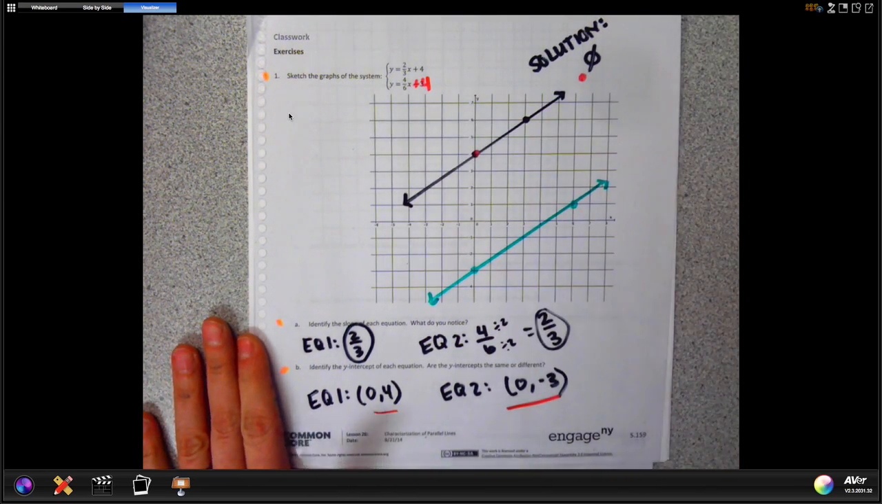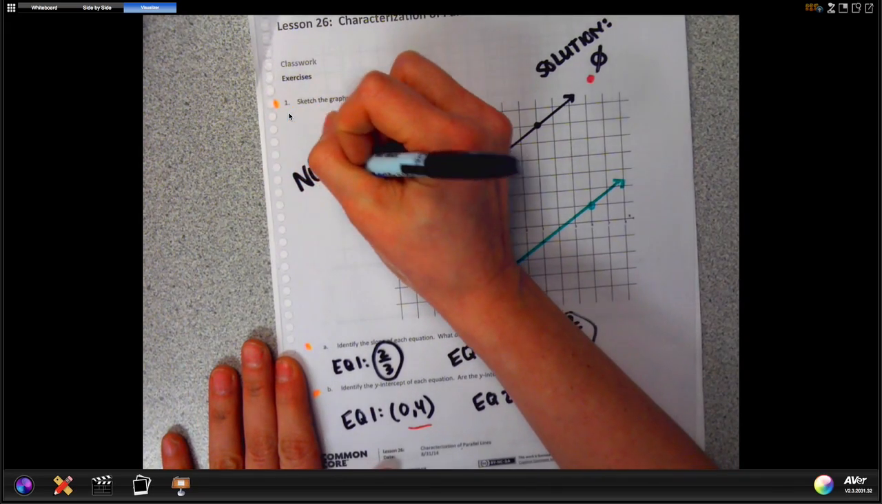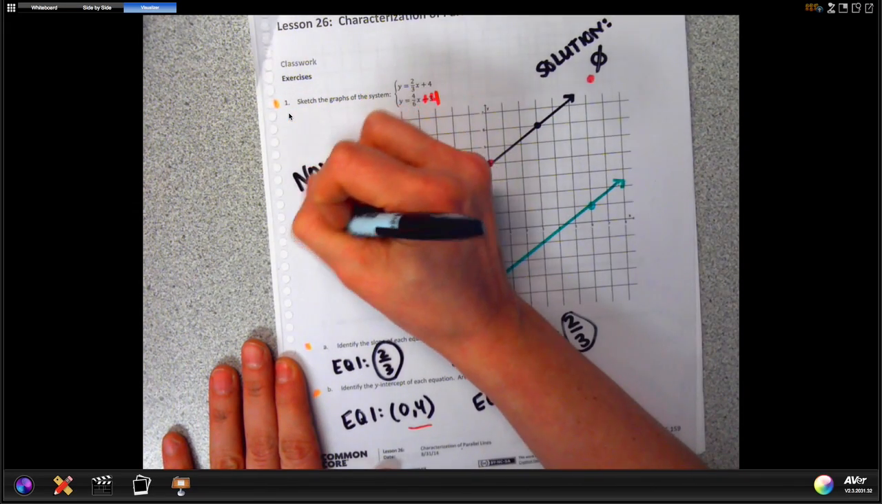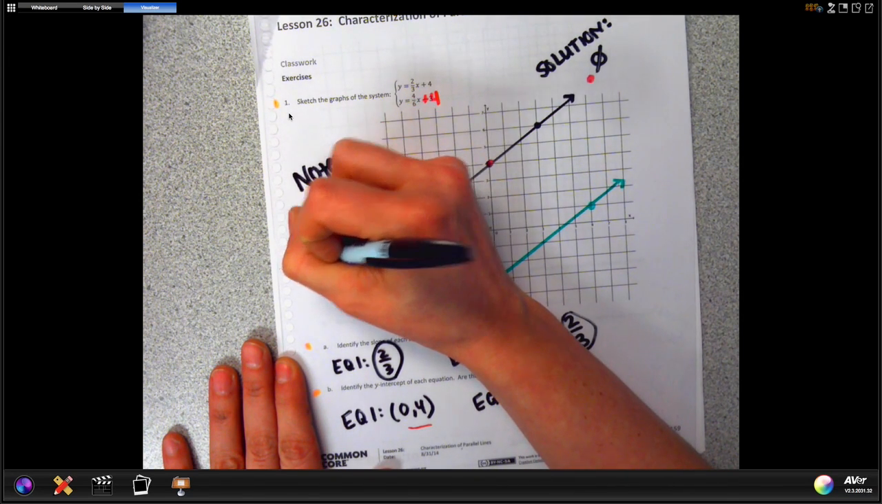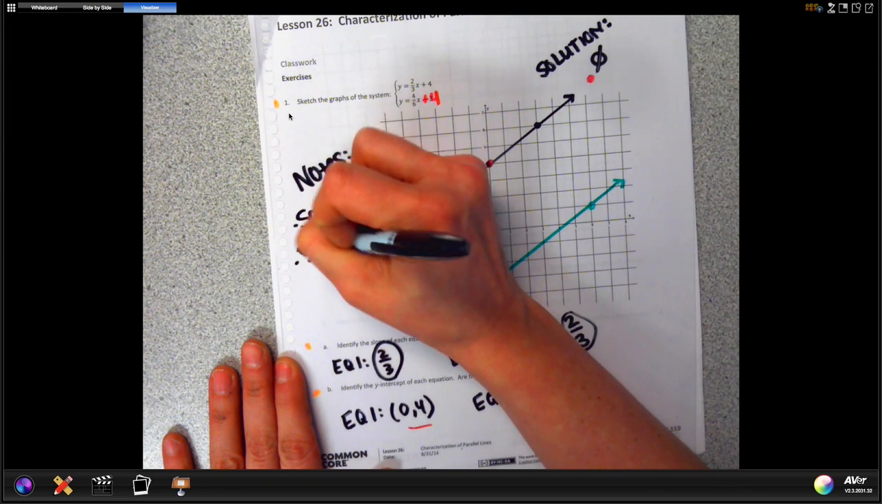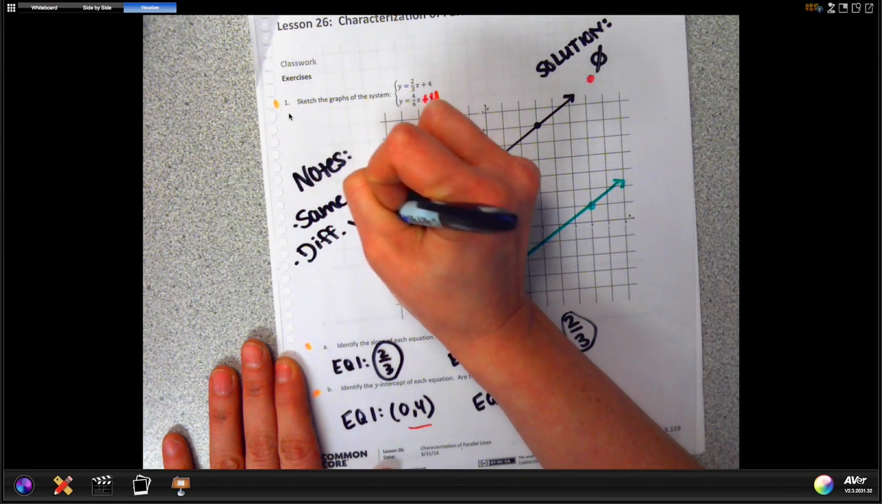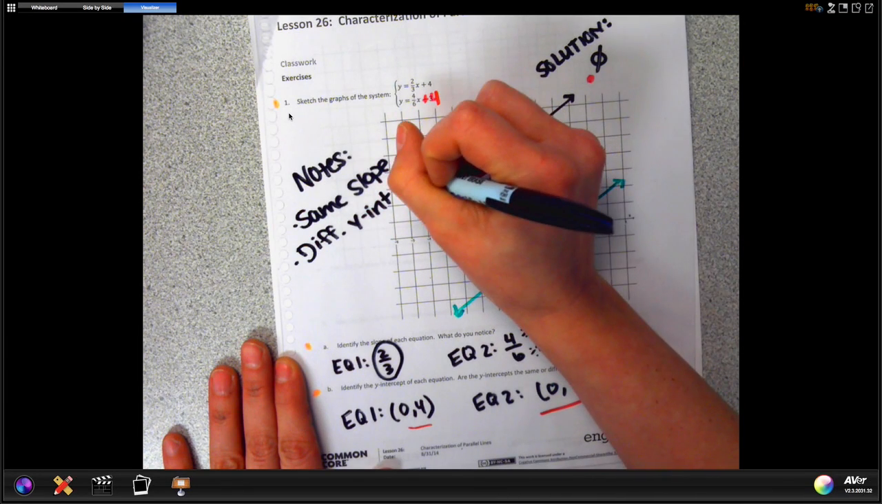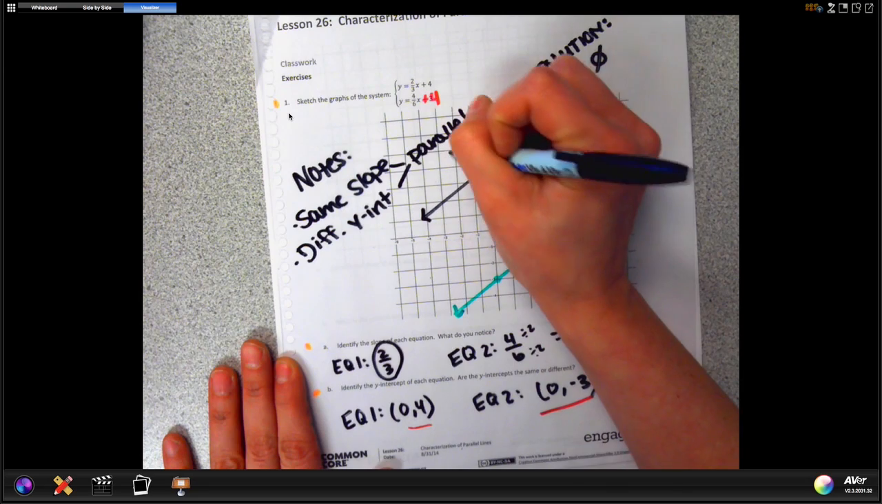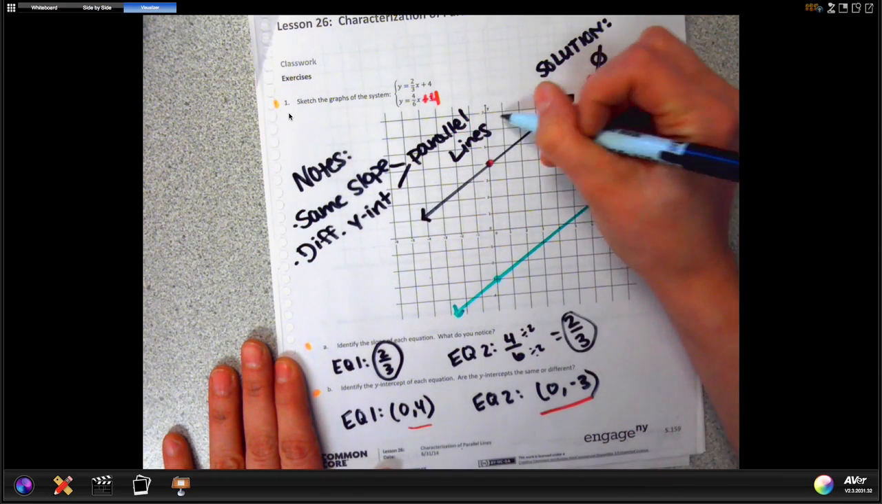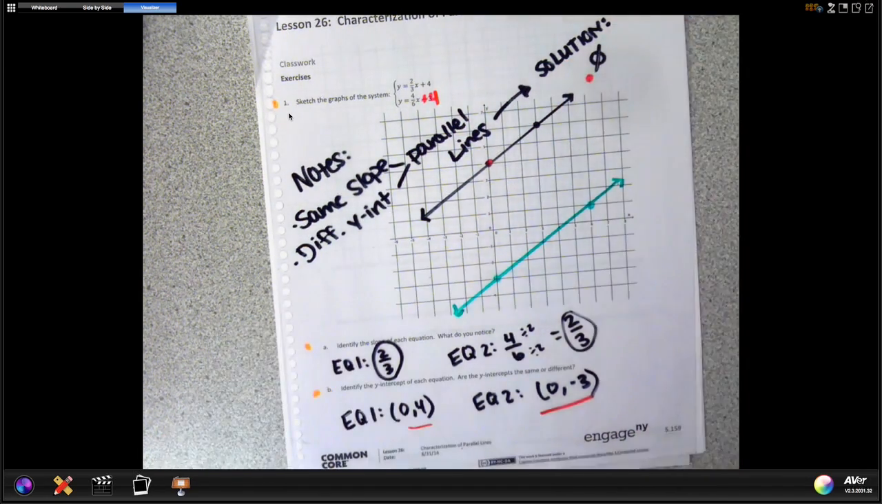So let's write a few notes here, okay? Our notes. Same slope, different y-intercepts, and that will graph parallel lines, which will give us, every time, no solution. Okay, they will never ever cross. So that's the basic premise of what we are going to talk about here in lesson 26.